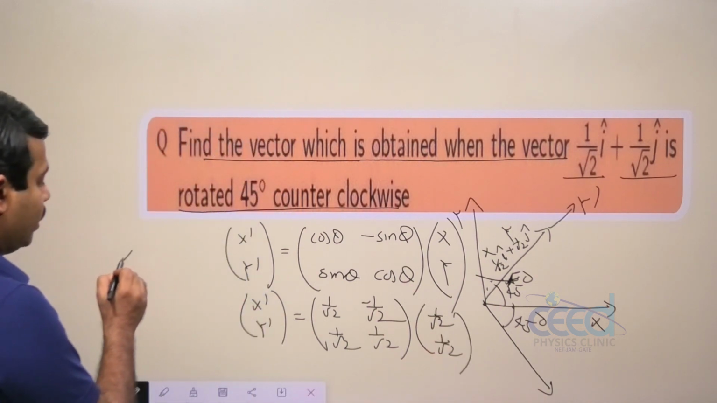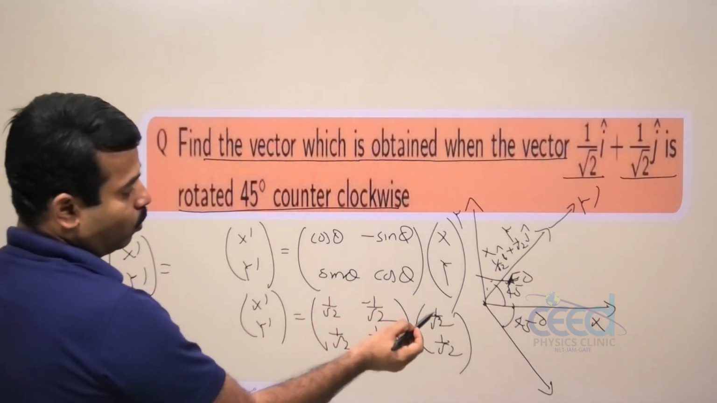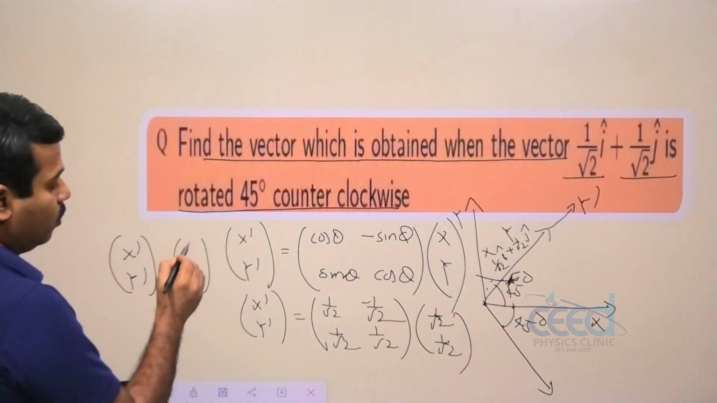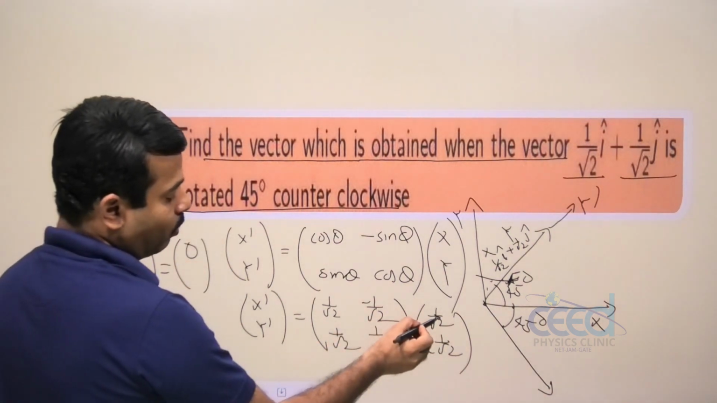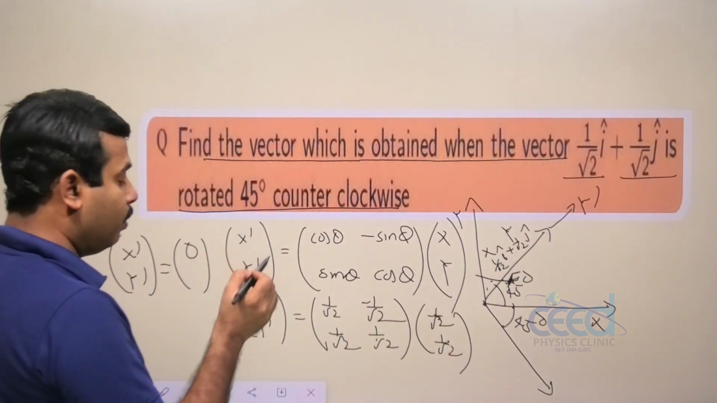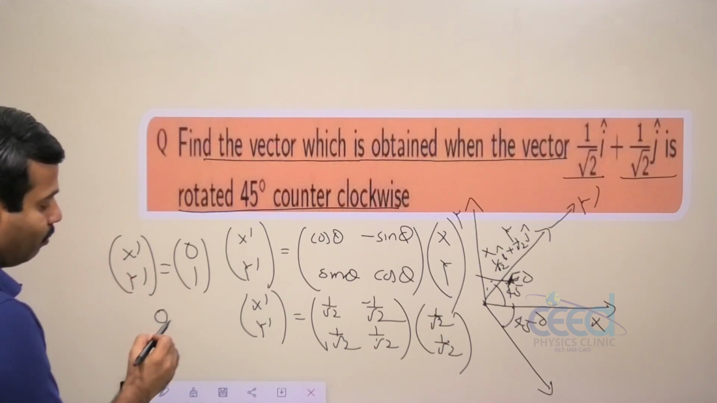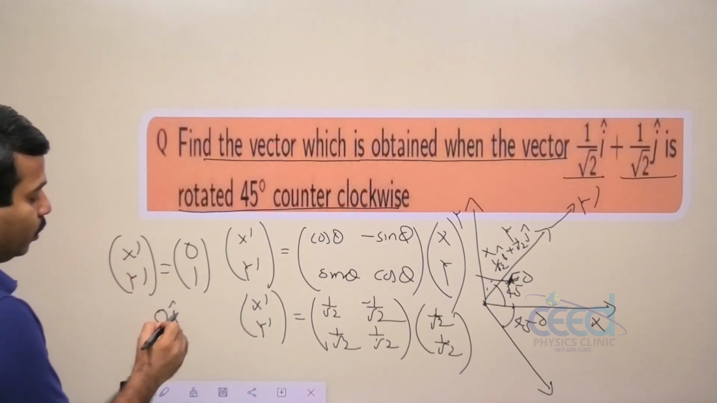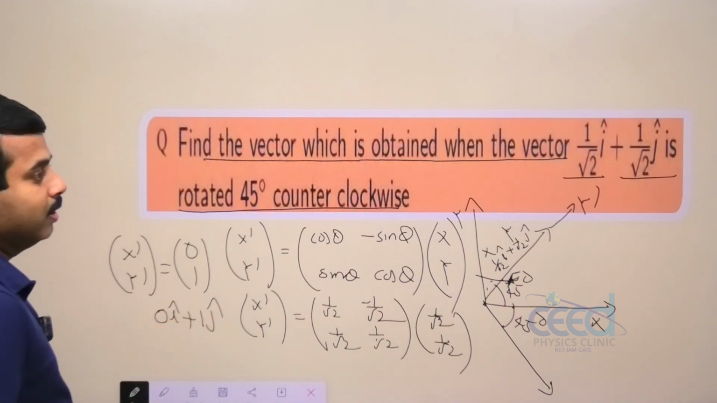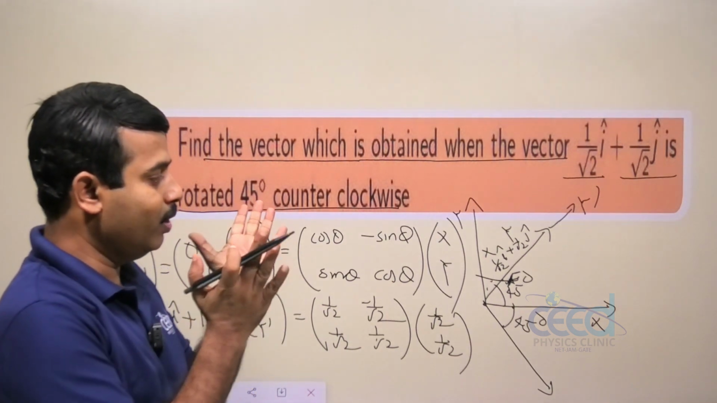Now what is x dash y dash? You can simply write: 1 by root 2 into 1 by root 2, 1 by 2, minus 1 by 2, that is 0. Here 1 by root 2 into 1 by root 2, 1 by 2, plus 1 by root 2 into 1 by root 2, again 1 by 2, 1 by 2 plus 1 by 2, that is 1. Then what is the final vector you got? This is 0, 1, representing 0 i cap plus 1 j cap. Then you got j cap, correct only.